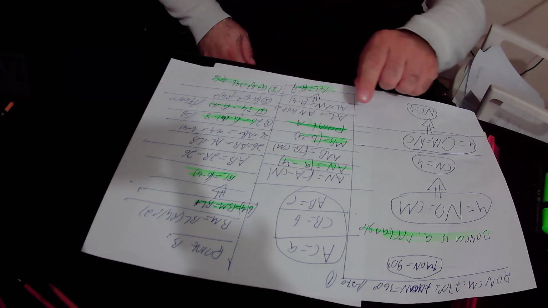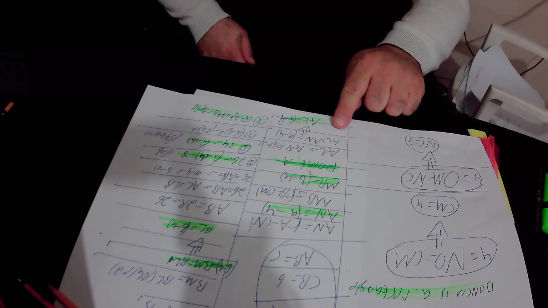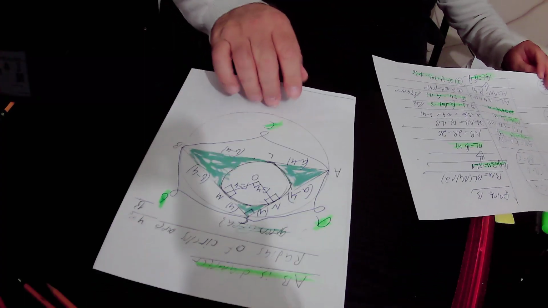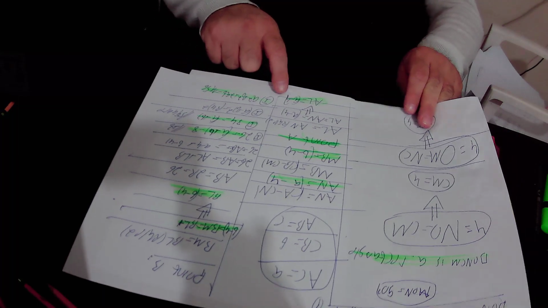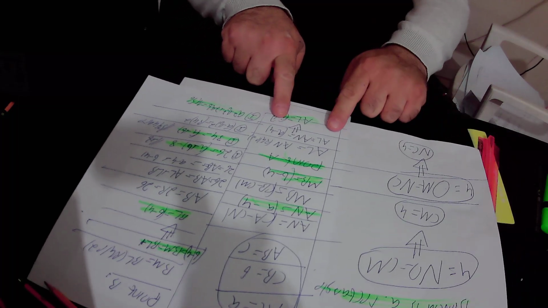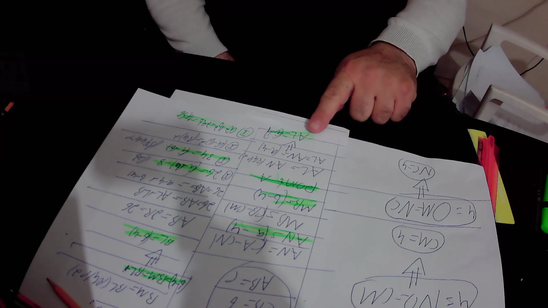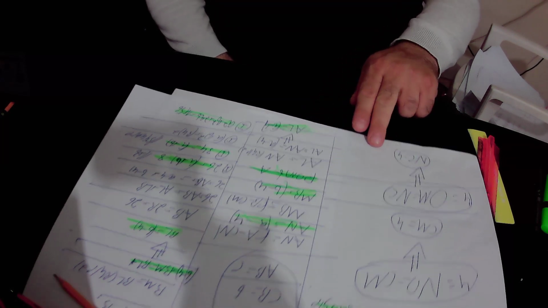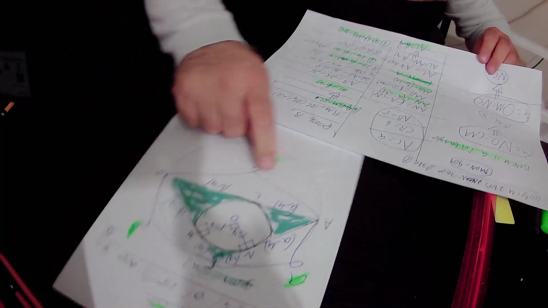So here, AL must be equal to AN according to rule number 2. But we have already found out that AN equals A minus 4. So we can write here that AN equals A minus 4. And from this equation, AL equals AN equals A minus 4, we derive that AL is also equal to A minus 4.